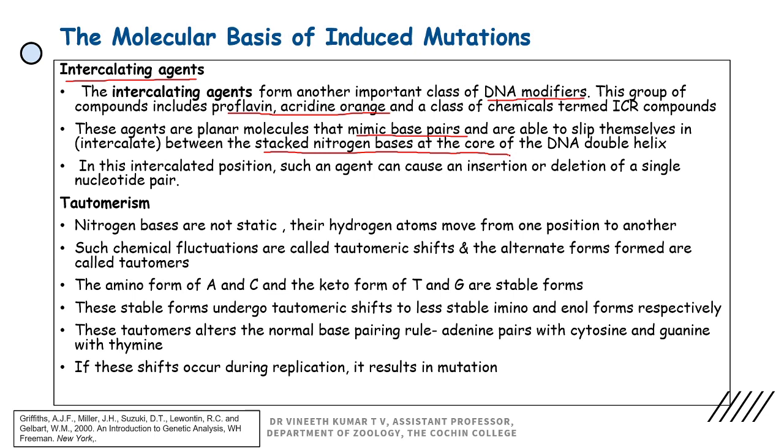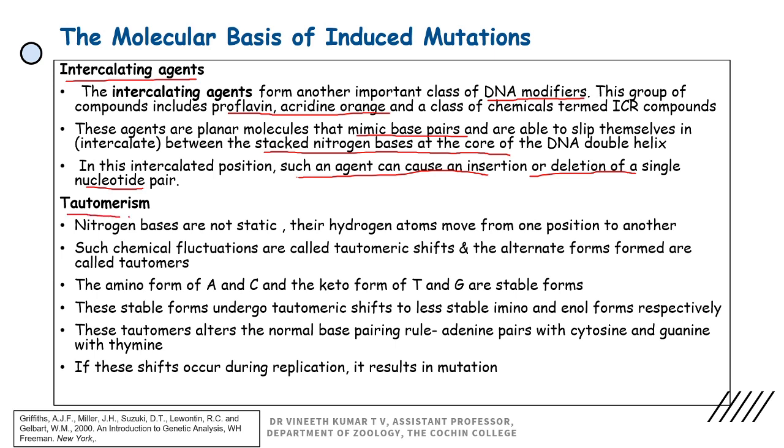So, in this intercalated position, such an agent can cause insertion or deletion of a single nucleotide pair. They actually do not cause a mutation like what base analogs did or what alkylating agents did. What they do is intercalate into the DNA, and after intercalating, they either add a normal nucleotide into this DNA strand, which also causes mutation. We said the insertion of a base is an indel or a frameshift mutation, or they can delete a particular base, and that is also an indel or a frameshift mutation. So that is how intercalating agents act.